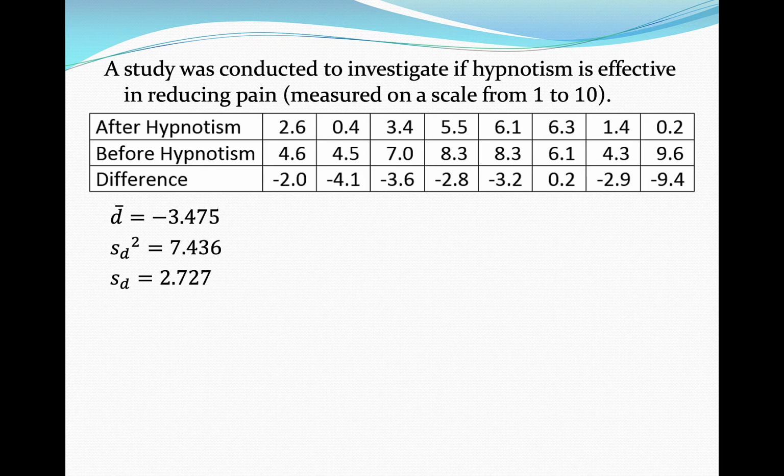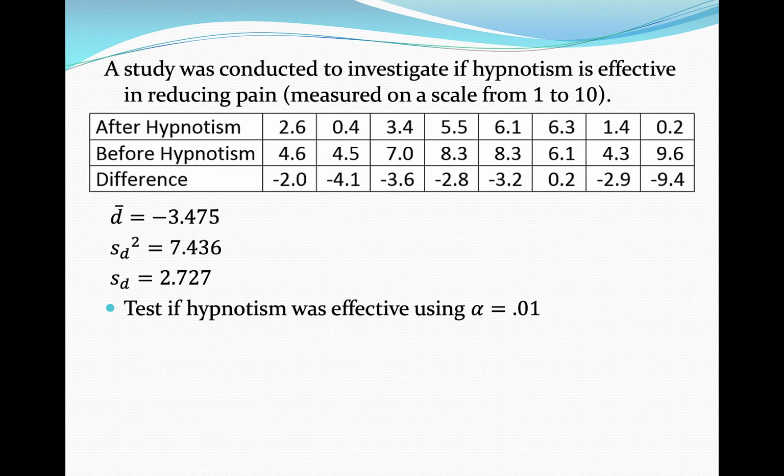So I already did the descriptives for you, and like I said, I'll typically do this. I'm not going to make you calculate the mean and standard deviation every time you do one of these problems. But if you calculate the mean for those differences, that's our D bar value. The mean of those differences is negative 3.475. The variance is 7.436. And of course, if you take the square root of that, you get the standard deviation, which in this case is 2.727. Okay, so let's start out with a hypothesis test.